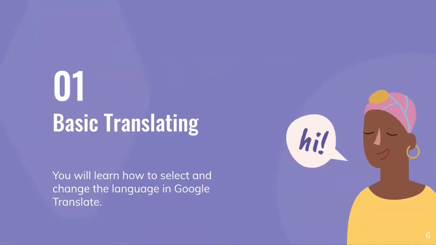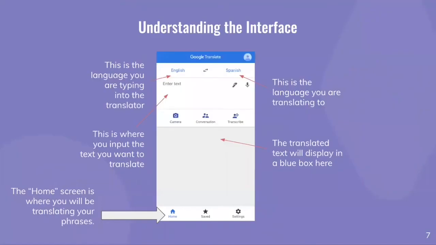So now we will be learning some basic translating. You will learn how to select and change a language in Google Translate. Understanding the interface. When you open the app, this screen is what you will see, and there are many options that you can click.